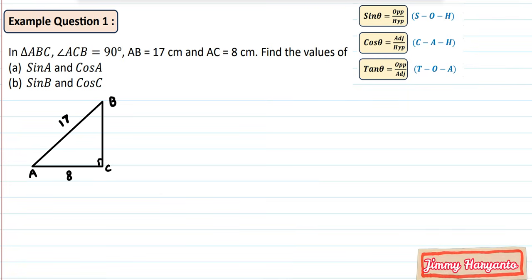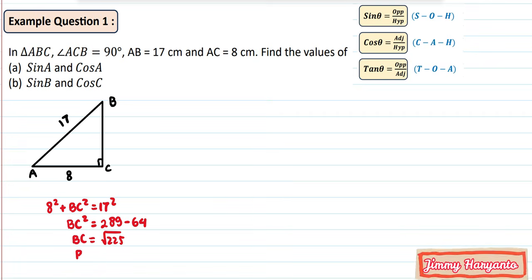Okay, so before we begin, because the question wants you to find the ratio of the sides, I think we better find BC first. So we'll use the Pythagoras theorem for this one. 8 squared plus BC squared equals 17 squared. Or if you remember the Pythagorean triples, you can use that also. This one is 289 minus 64. So BC will be the square root of 225. So BC equals 15. Okay, after we find BC, I think we should label it in the image also.